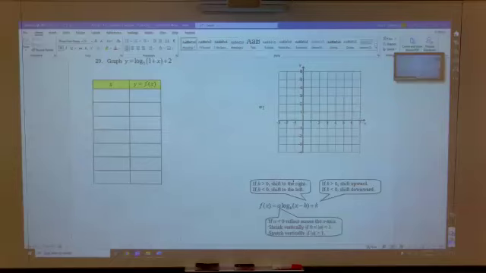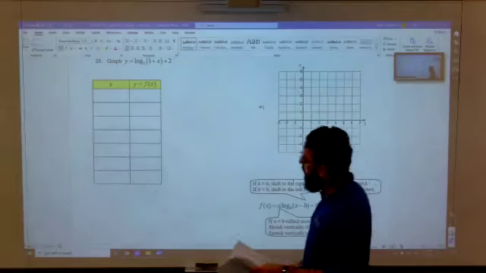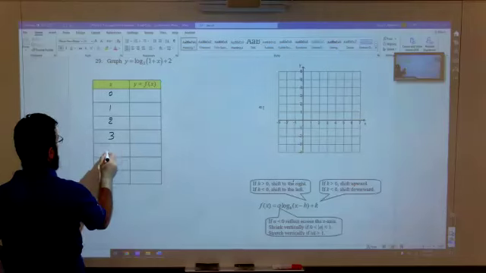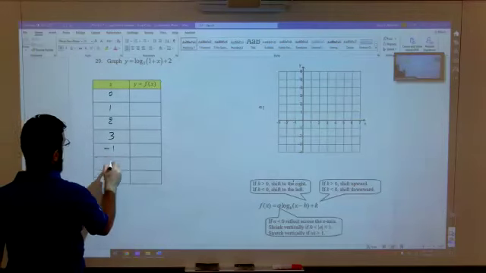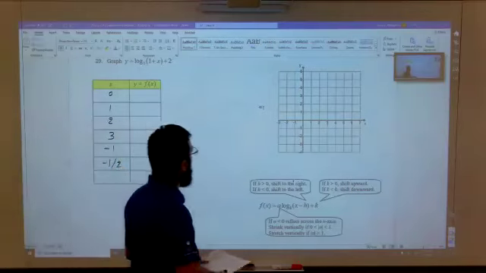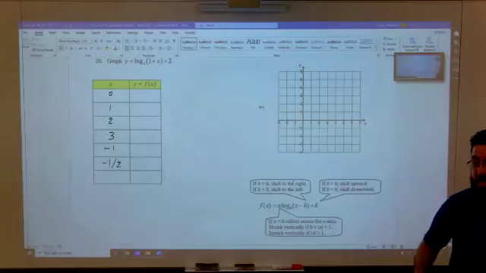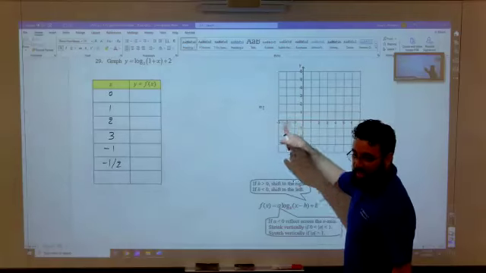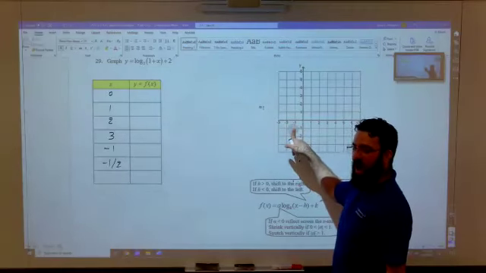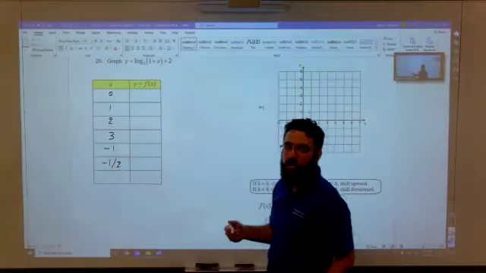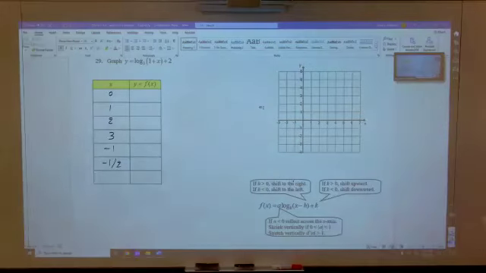So we said we're going to choose 0, 1, 2, 3, and I said -1 and -1/2. You choose these numbers. And as you said, they give you the negative side. And I say, why are they going to give me the negative side here on the graph? So I'm going to choose -1 and -1/2 to see what's going to happen on the graph, okay?